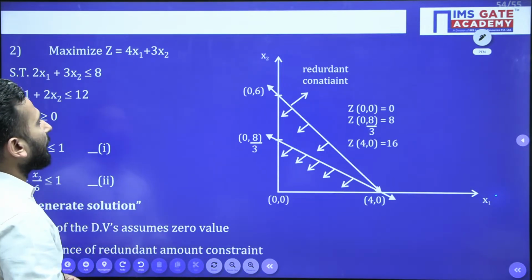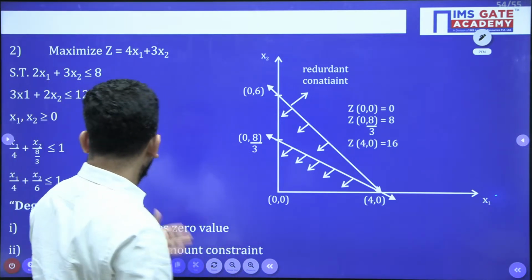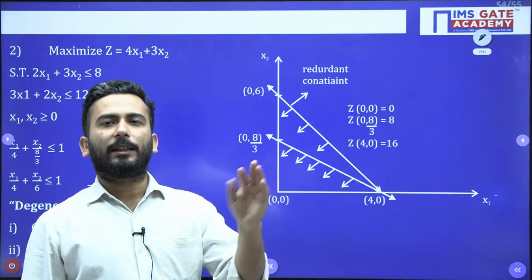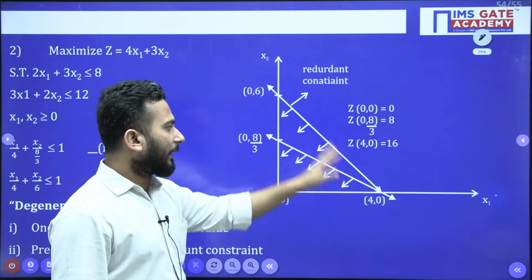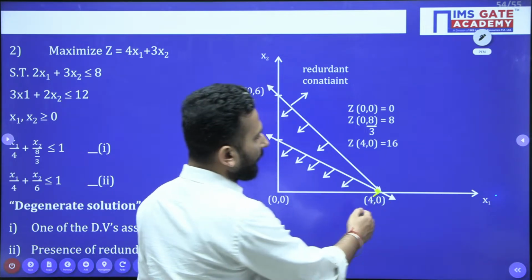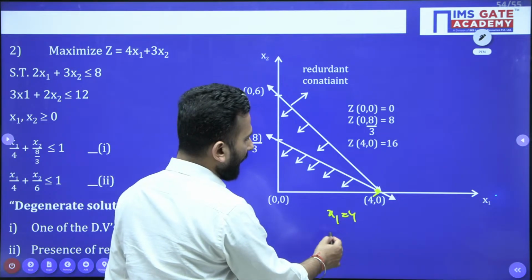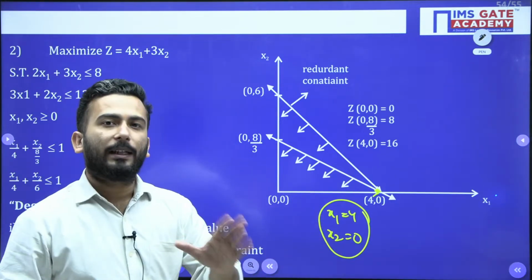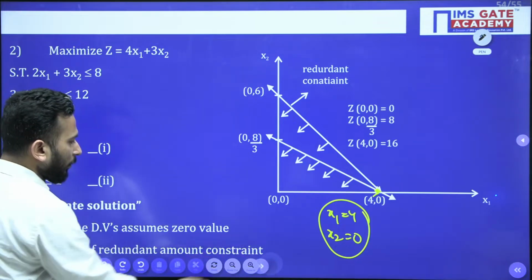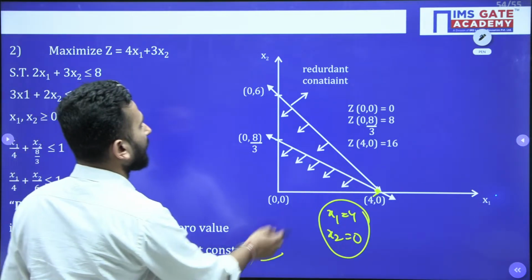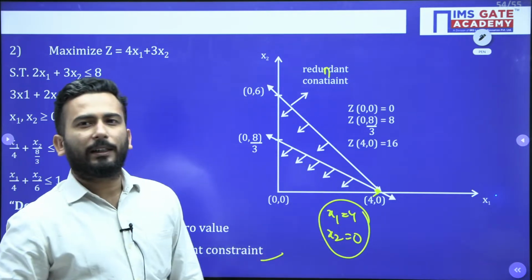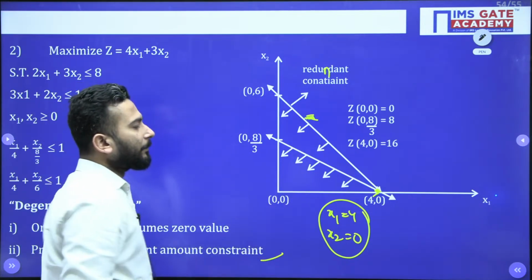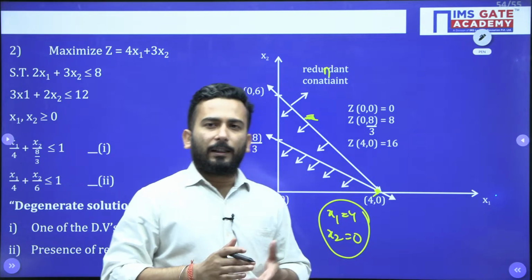Regarding this, see, this is the case of a degenerate solution. What happens in degenerate? One of the decision variables becomes 0 in value. Suppose this is the answer over here: x1 is 4, x2 is 0. So one of the decision variables takes 0 value. That is the sign of degeneracy, and it also shows you that a redundant constraint is present. What is a redundant constraint? A useless constraint. In this case, this is the useless constraint. So my dear friends, this is the case of redundant.